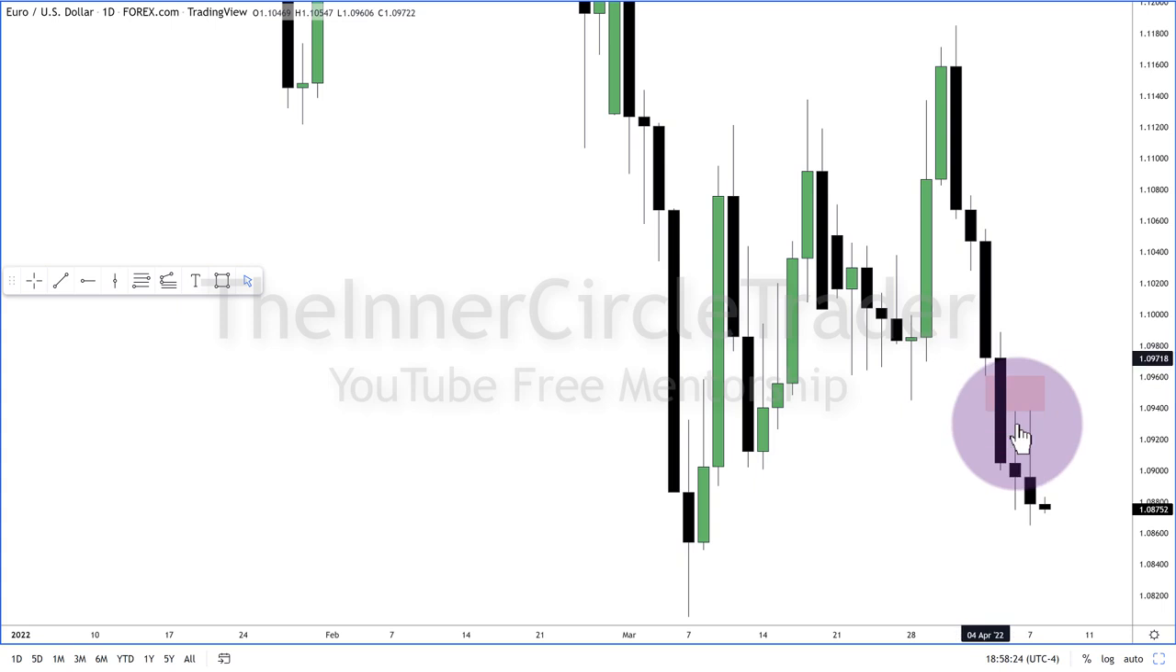Which is lower? Is it this low here or the discount low of the fair value gap? In other words, this candle's high. Clearly, it's this candle's high.